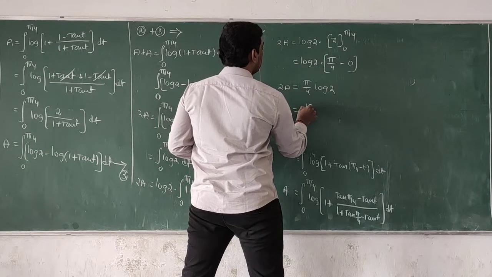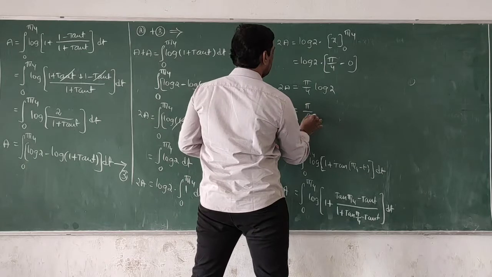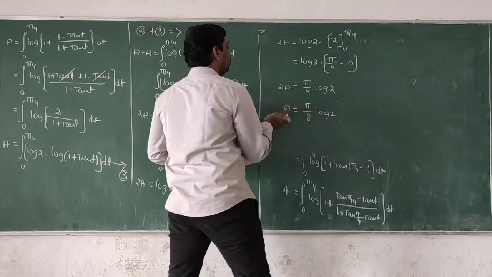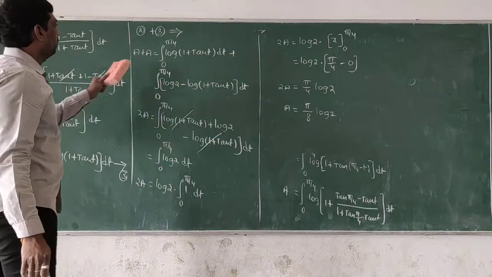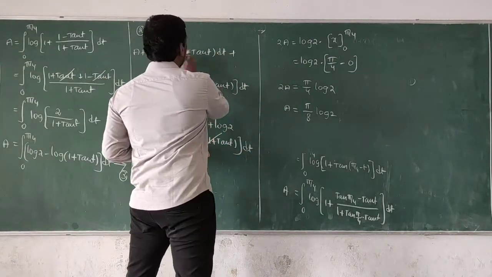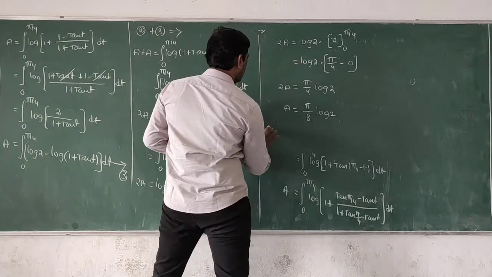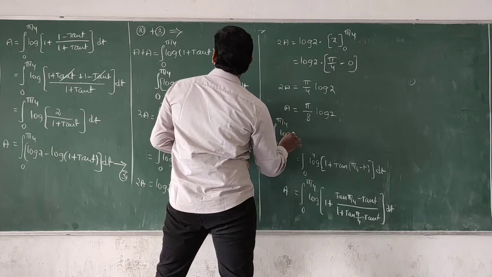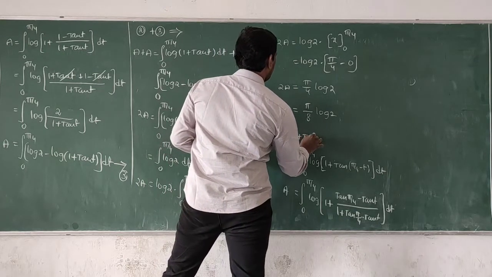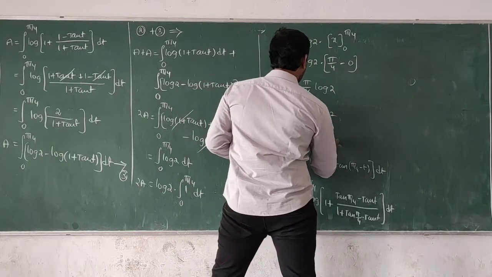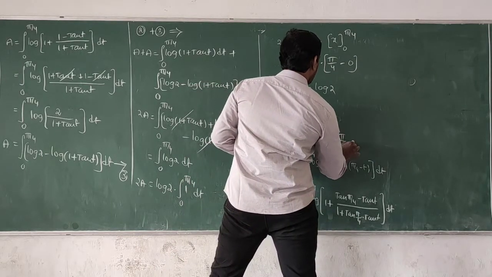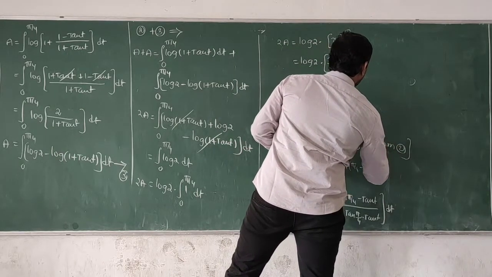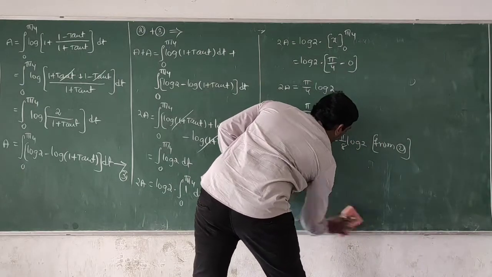From this, a equal to, 2 taken to the opposite side, a equal to pi by 8 log 2. But the value of a is from the second equation, integration 0 to pi by 4 log of 1 plus tan t dt equal to pi by 8 log 2. This one is from 2, but the actual problem is from 1.